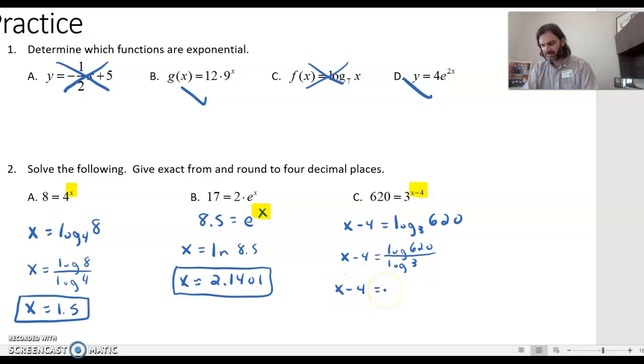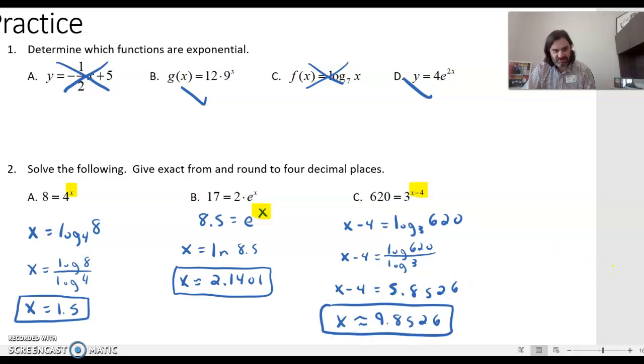X minus 4 equals, let's see, log of 620 divided by log of 4. I get, let me try that again. I typed it in wrong. Log of 620 divided by log of 3. Okay, 5.8526. And I need to bring the 4 over. So when I do that, we'll have the x is about 9.8526.